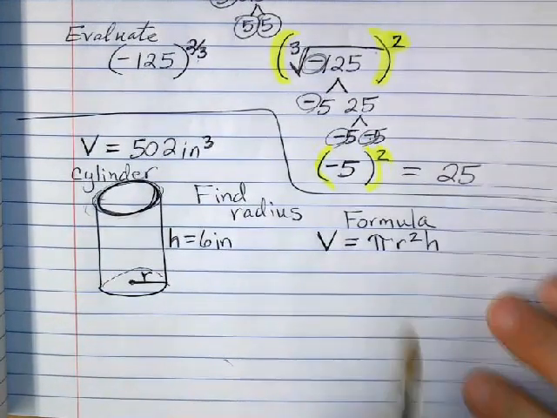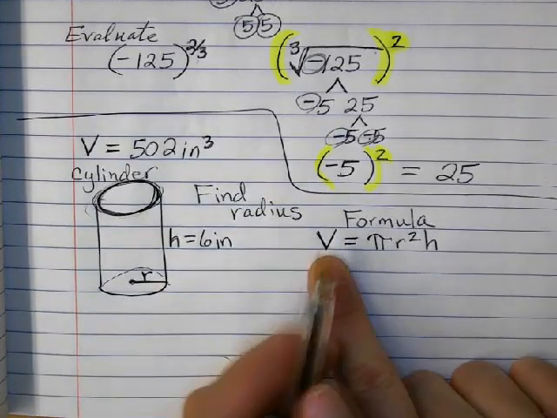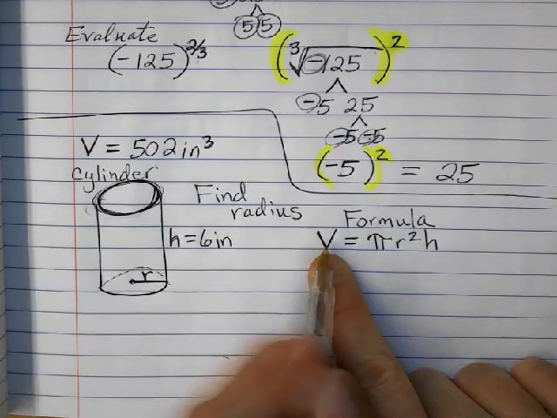So what do we know? Plug in what you know. Well, what do we know V is? They tell you that. V is 502.